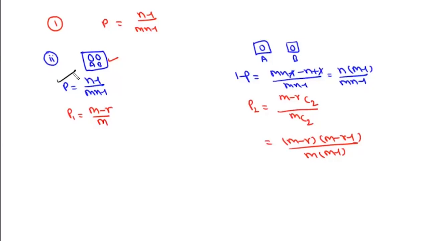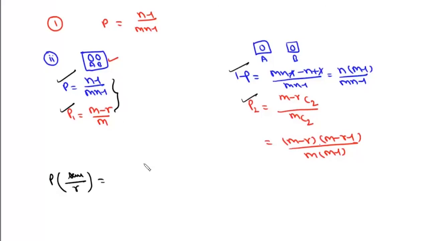So if they are together, then the probability that they'll be in the remaining purses is given by (m minus R)/m. And if they are not together, then the probability that they'll be in remaining m minus R purses will be given by (m minus R)(m minus R minus 1) upon m(m minus 1). Now we need to find the probability that they are in the same purse, provided both of them are not there in the R purses that have been examined. So that means we have to find this probability that they are in the same purse when we have examined R purses. So now it becomes a Bayes theorem question.